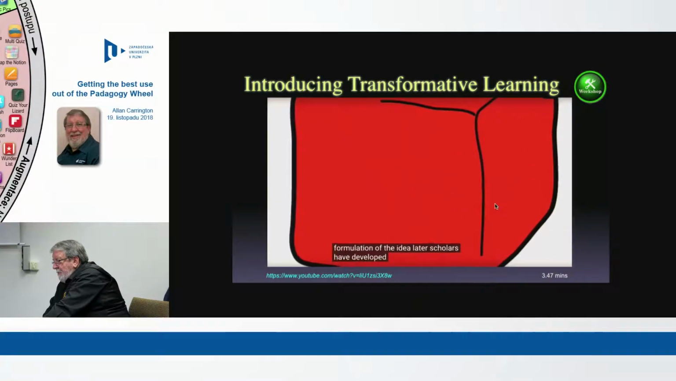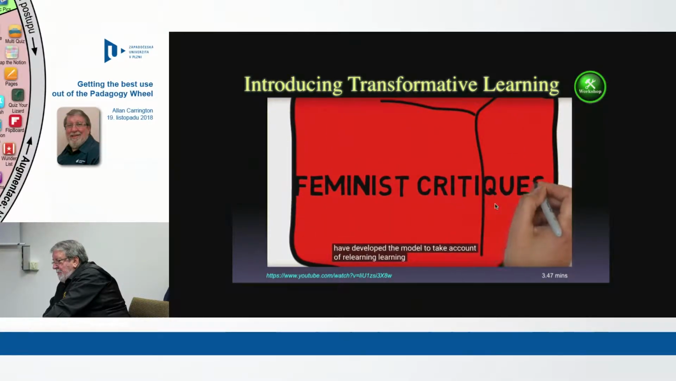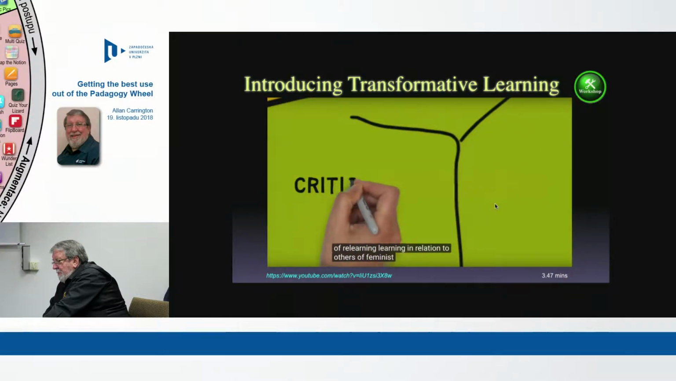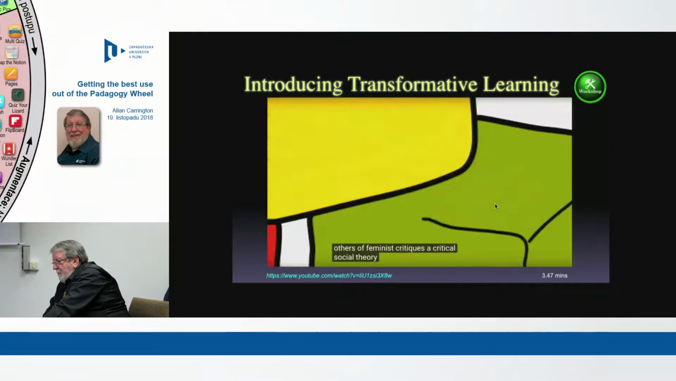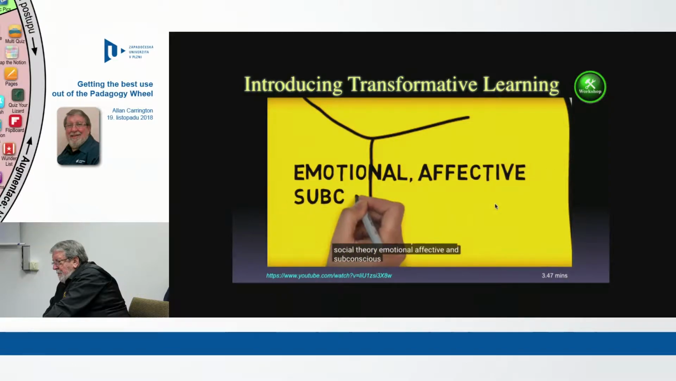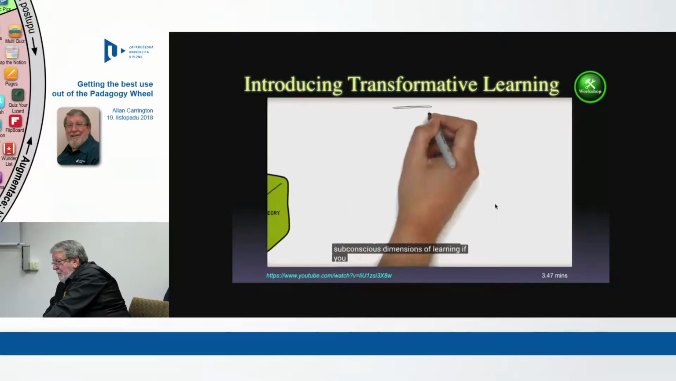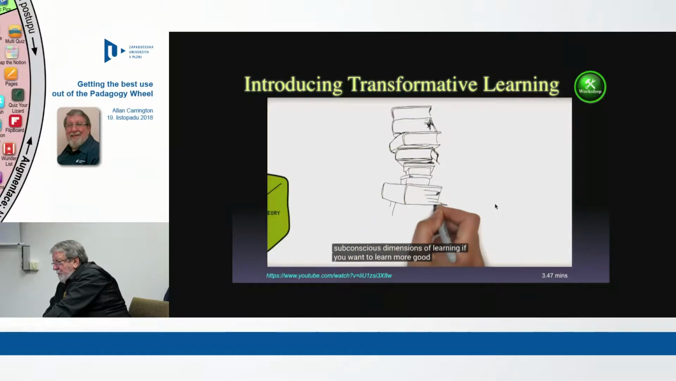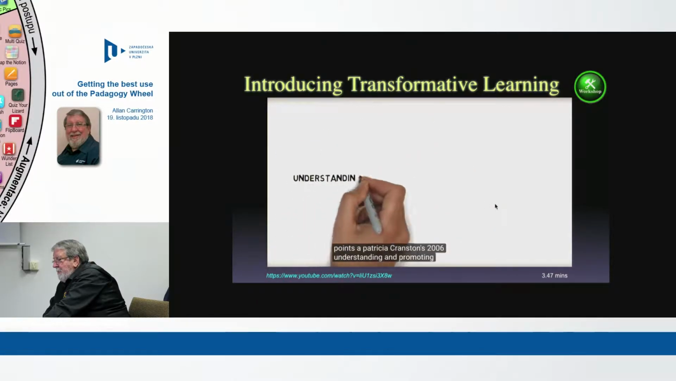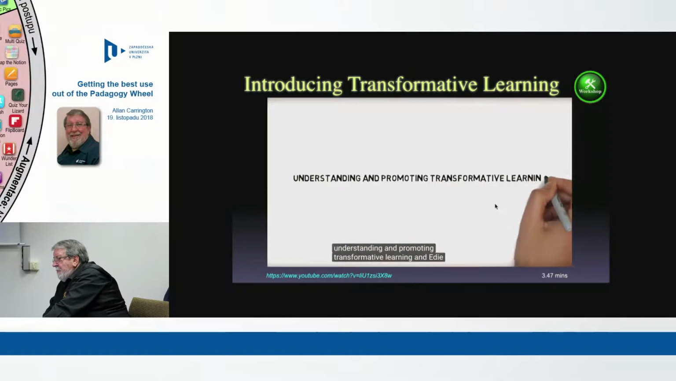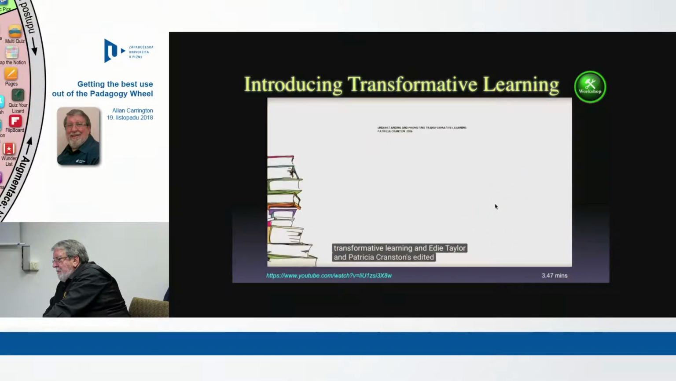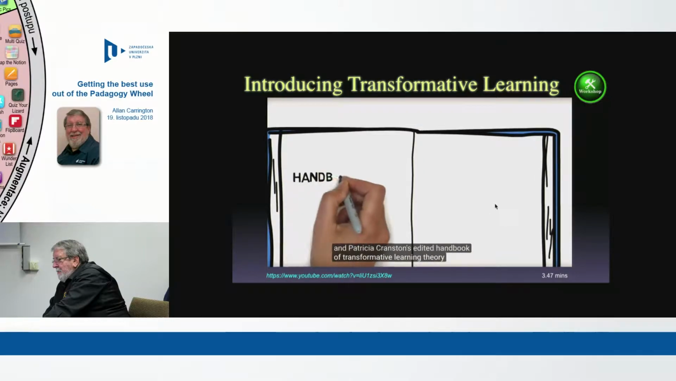Later scholars have developed the model to take account of learning in relation to others, of feminist critiques, of critical social theory, emotional, affective, and subconscious dimensions of learning. If you want to learn more, good starting points are Patricia Cranton's 2006 Understanding and Promoting Transformative Learning and Ed Taylor and Patricia Cranton's edited Handbook of Transformative Learning, Theory and Practice.